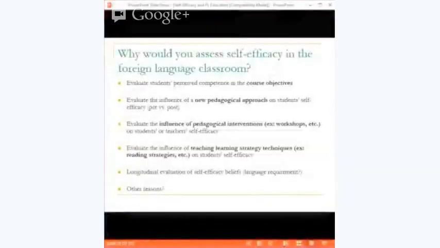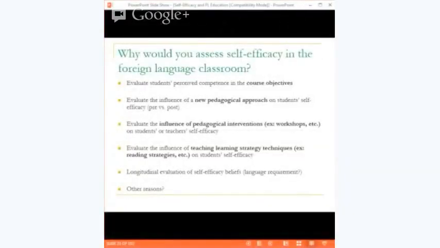You could also evaluate the influence of teaching and learning strategy techniques. So maybe you want to teach your students different strategies in listening comprehension, and then later evaluate their self-efficacy to listen.